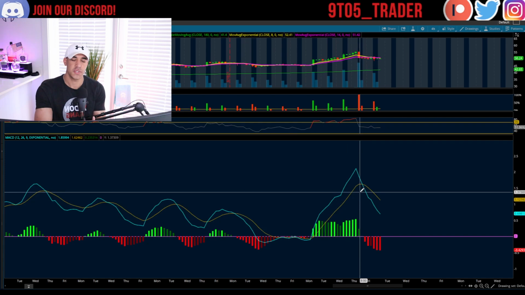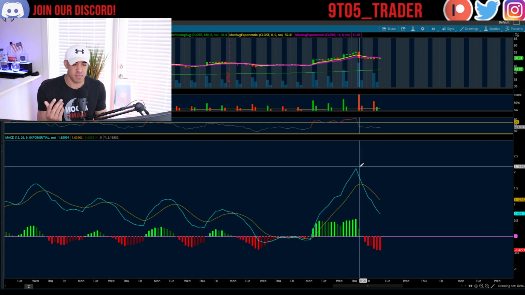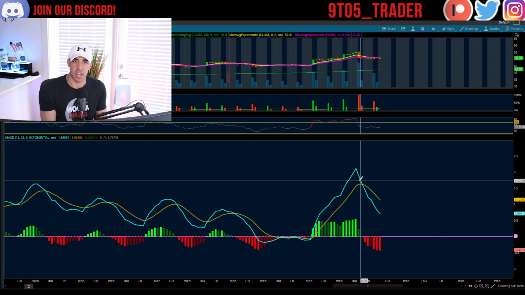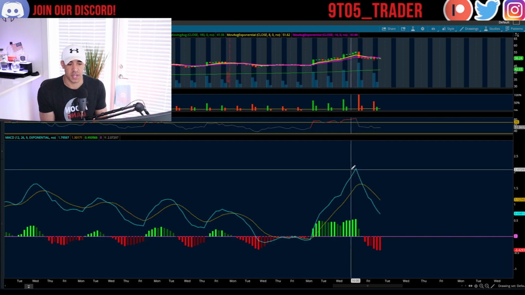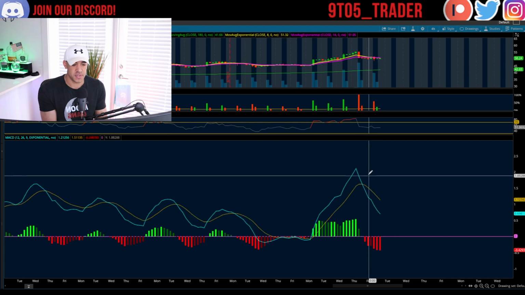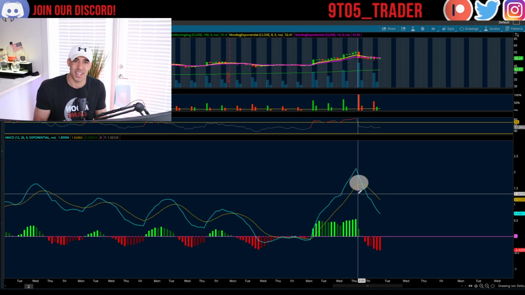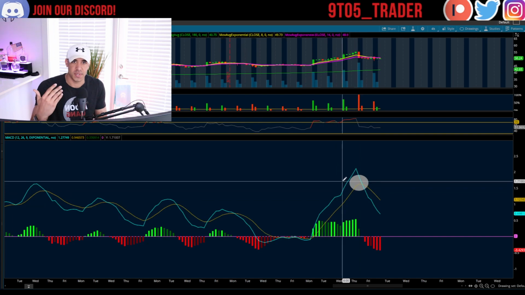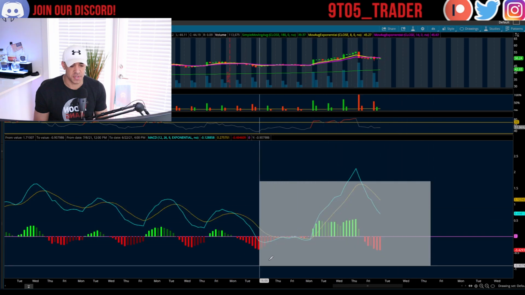Essentially a crossover in these lines could be a signal for either a buy or a sell. The MACD, the blue line, when it crosses above the yellow line, that's typically a buy signal. And when it crosses below the yellow line, like this example right here, that essentially can indicate a sell or taking a short position. We also talked about these bars down here.